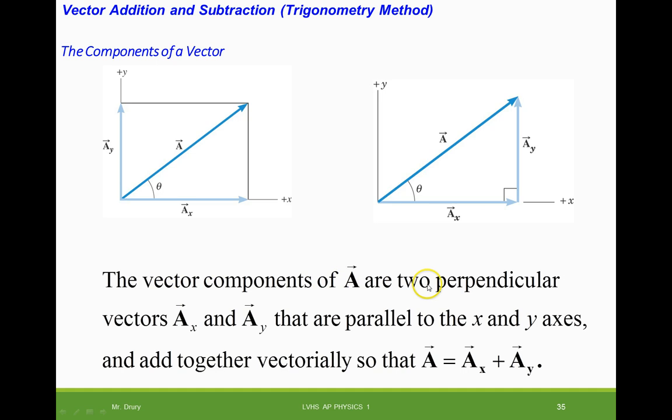So, the vector components of A are two perpendicular vectors, ax and ay, that are parallel to the x and y axes and add together vectorially so that A is equal to ax plus ay. Now, obviously you cannot just, if this was 2 and this was 4, add it together and get 6. You have to add them as vectors using Pythagorean theorem and the arctangent.